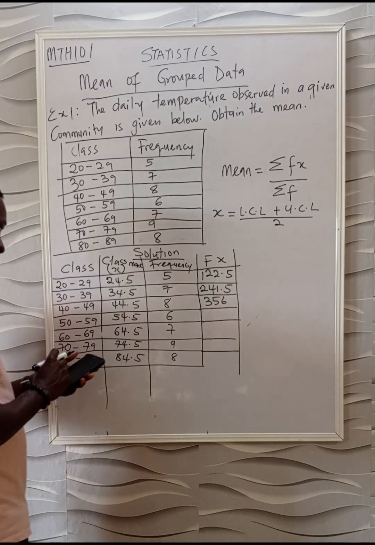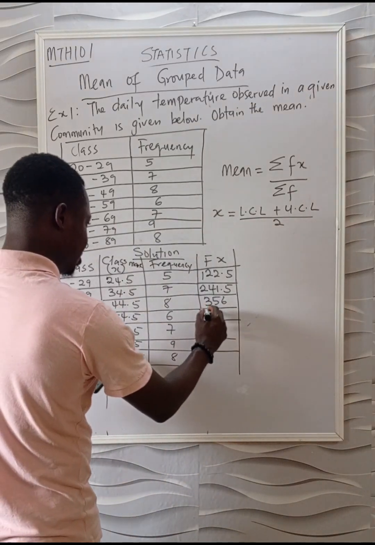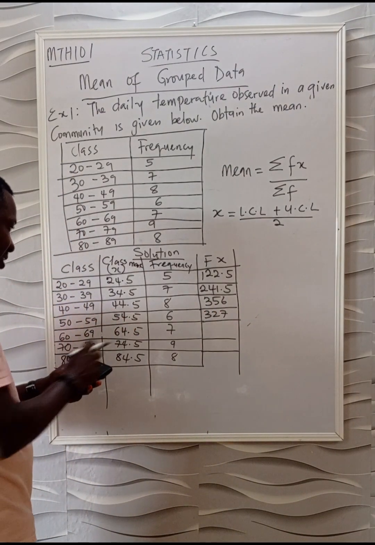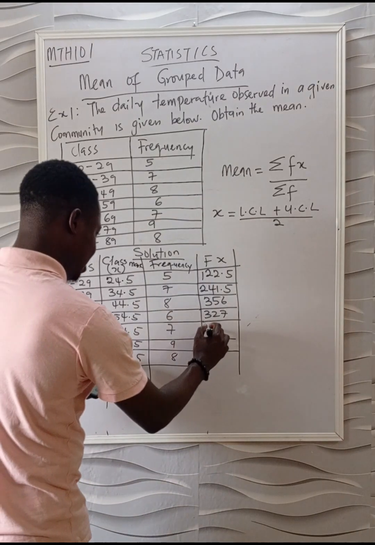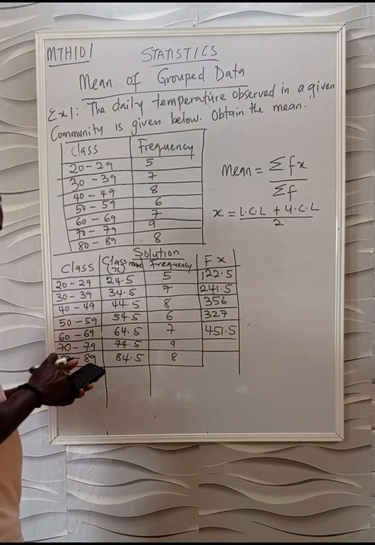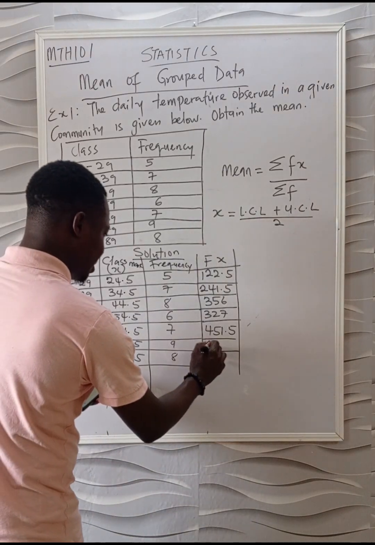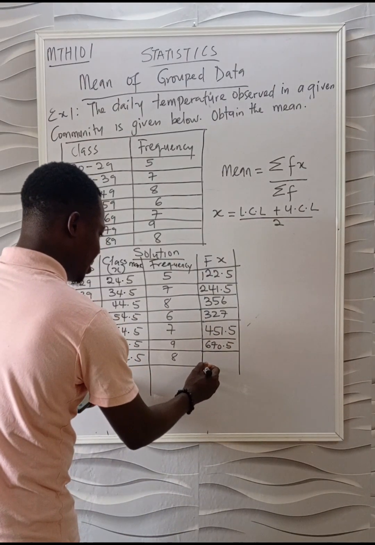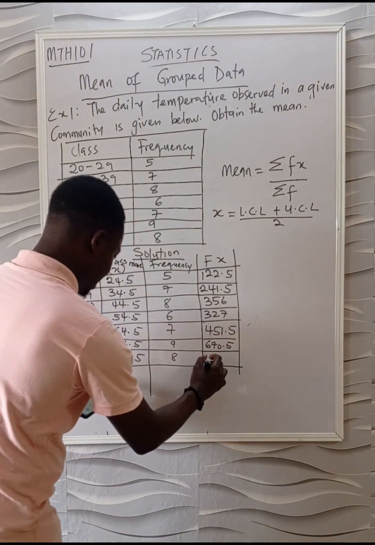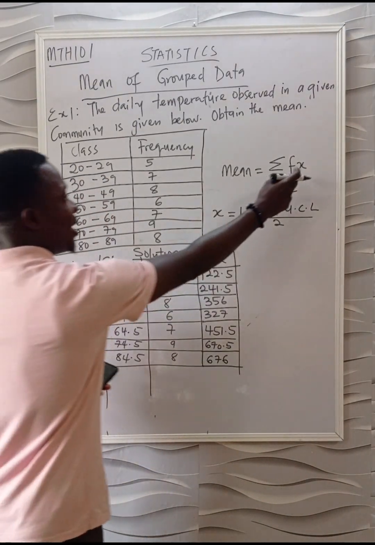Also, we have 54.5 times 6 gives us 327. The next one is 64.5 times 7, that is 451.5. The next one is 74.5 times 9, that is 670.5. And finally, we have 84.5 times 8, that's 676. So we've gotten our fx.